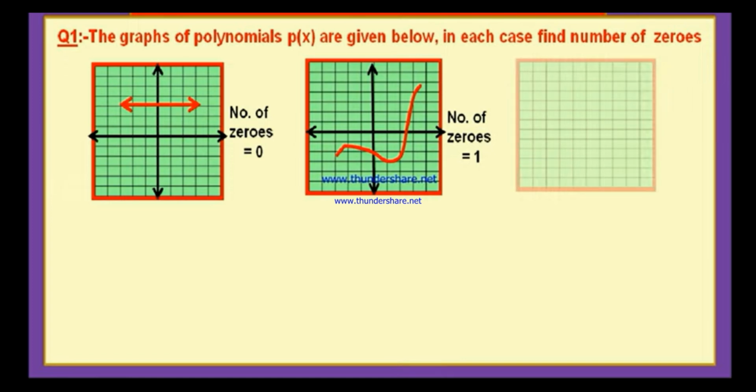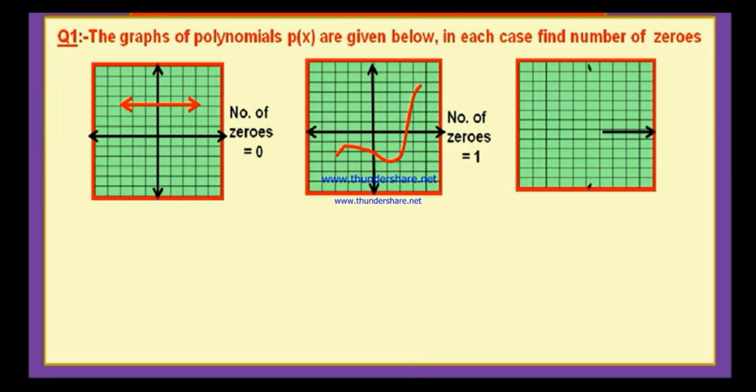Now look at the third graph. In this third graph, again both x and y axis, and this is the curve. Now this curve is intersecting x-axis at how many points? You may please count. This is the first point of intersection. This is the second point of intersection. And this is the third point of intersection. This curve is intersecting x-axis at 3 points. Then the number of zeros of this polynomial is equal to 3.